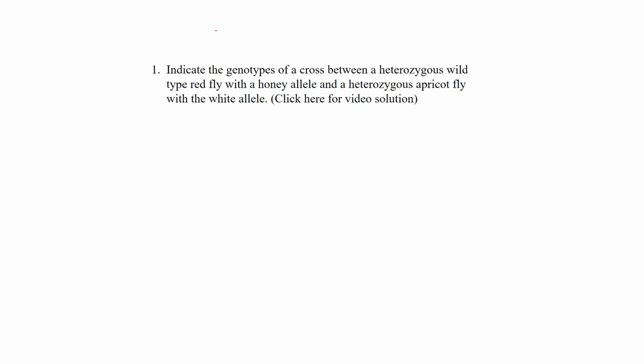It says indicate the genotype of a cross between a heterozygous wild-type red fly with a honey allele, and so that's one of the parents. So let's underline the parents with a honey allele, and, sorry, that's still the same parent. Okay, there's the other parent, and a heterozygous apricot fly with a white allele. Now we know the legend for this. Let's just do that. That's always step 1, but we've done this in a previous video.